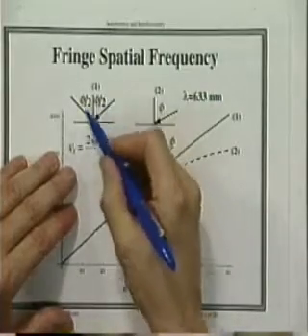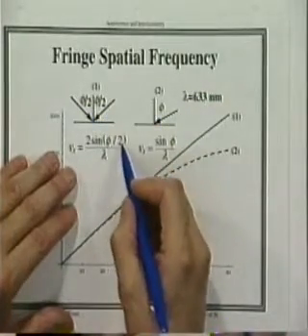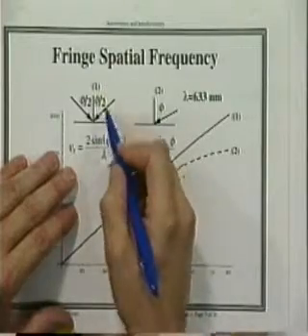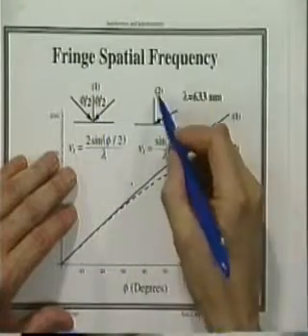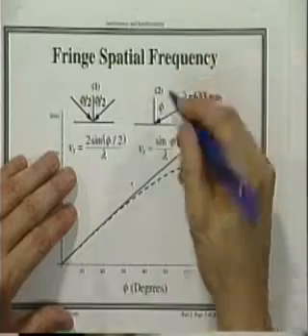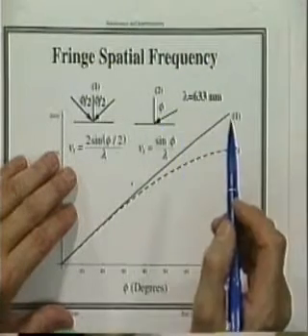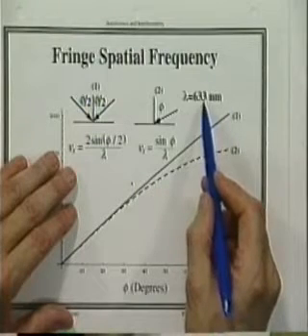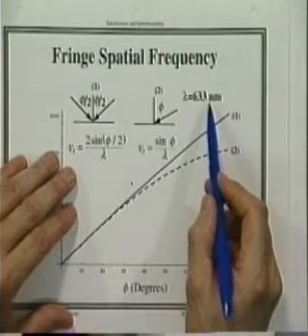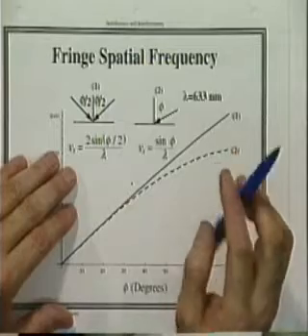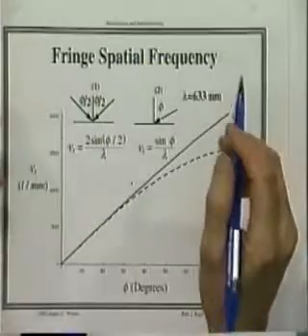And I've done it for two situations here. One is the symmetrical case, except here I call it phi over 2 instead of phi, so the total angle here is phi. And the other one is where one of the beams is normal, and the other one is off at an angle phi. And I picked a wavelength of 633 nanometers. Why would I pick that wavelength? It's a helium-neon laser wavelength, okay.